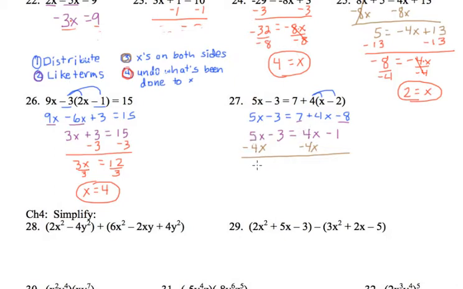So 5x minus 4x is 1x, or just x. 4x minus 4x, that's gone now. That's 0. So all I have left on this side is -1. So now I should be able to do my last step. Go to the side with the x and undo what's been done to the x. Well, right now I have a -3, so to undo subtracting 3, I want to add 3 to both sides. So that'll give me x equals 2.